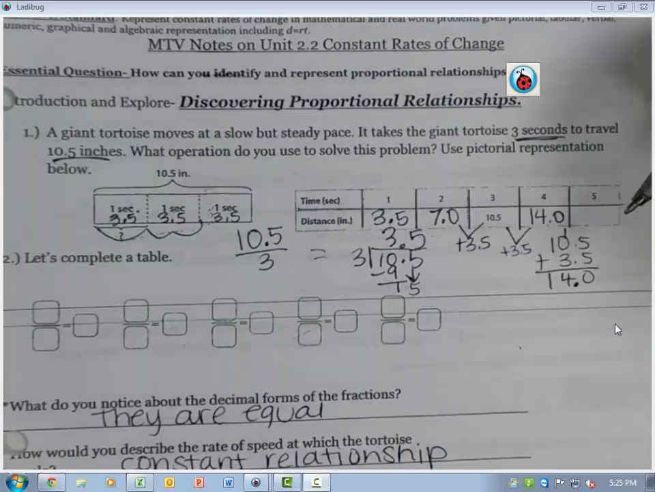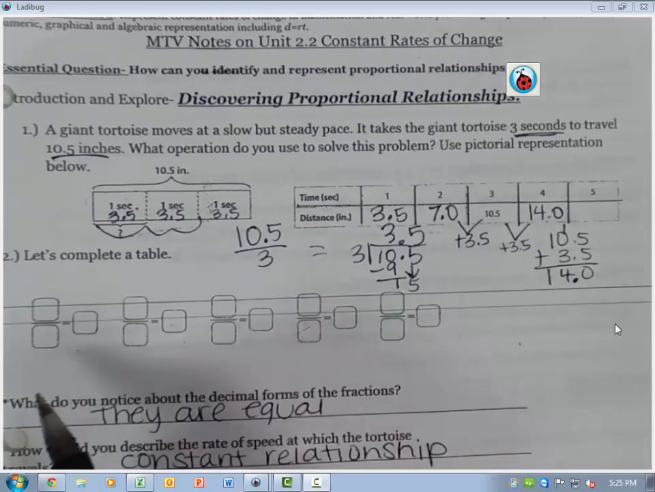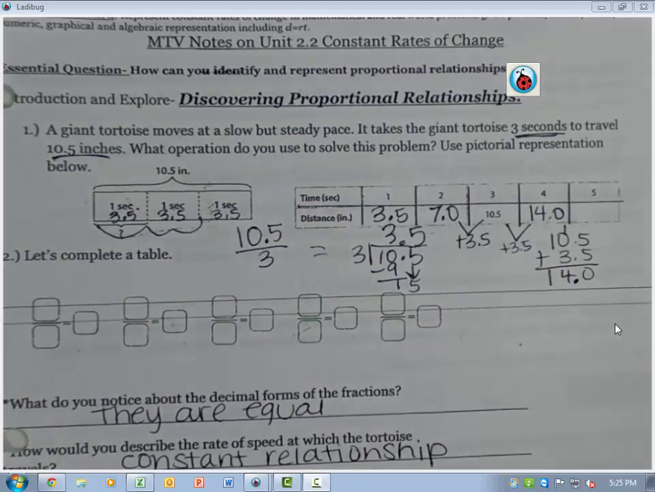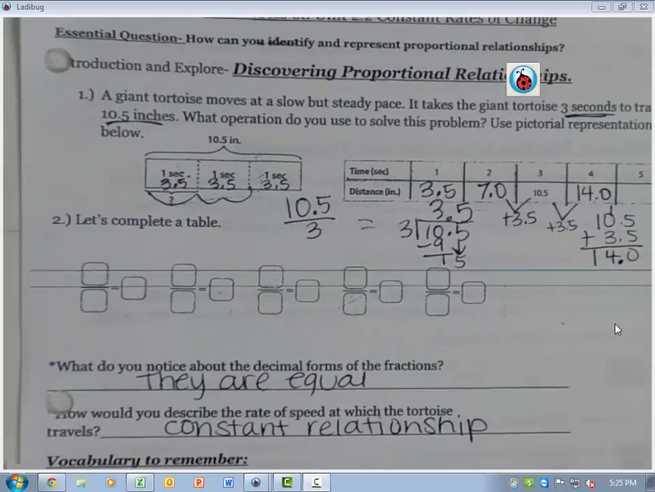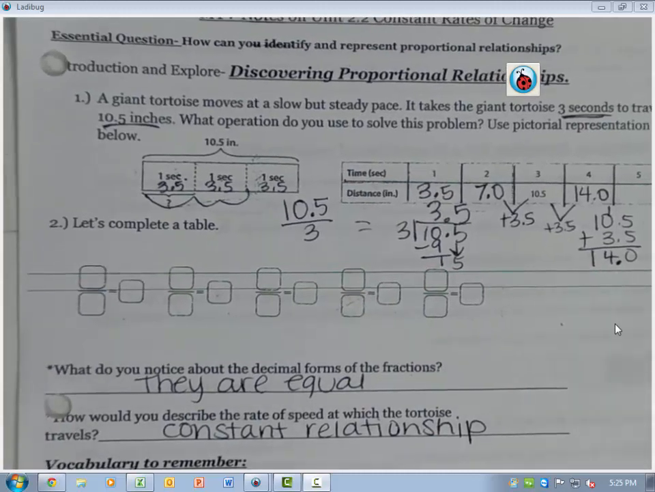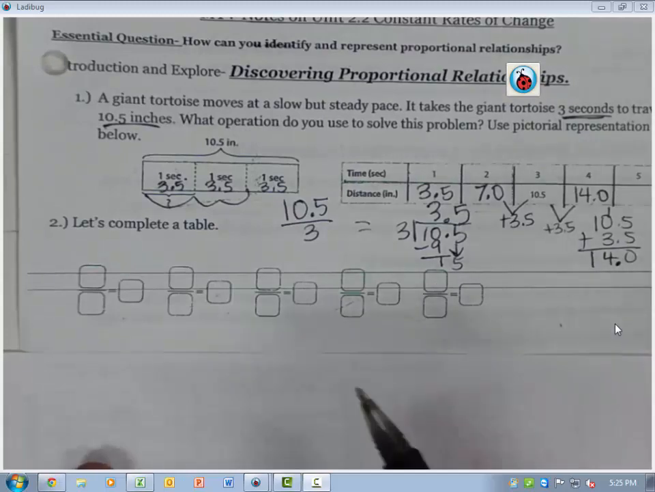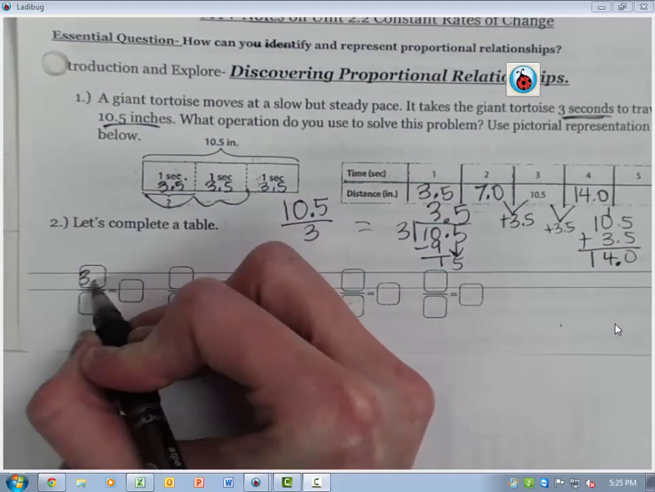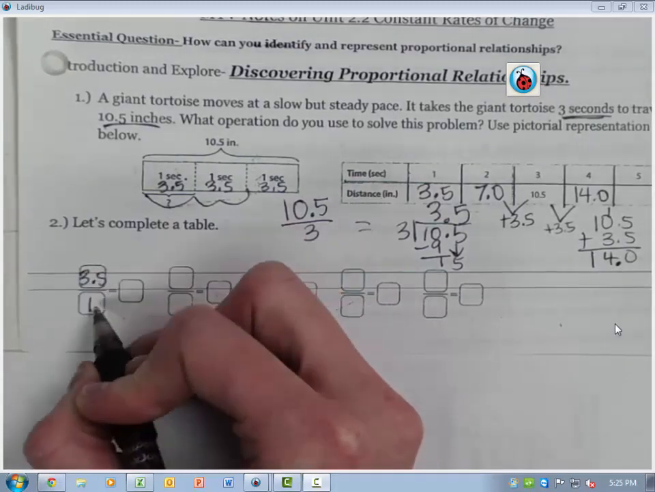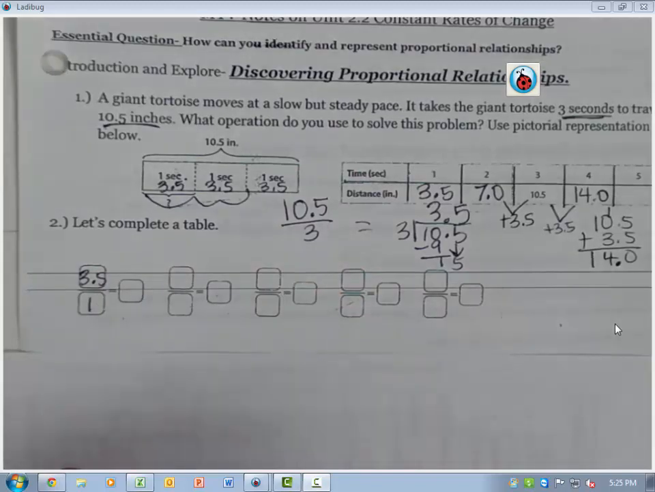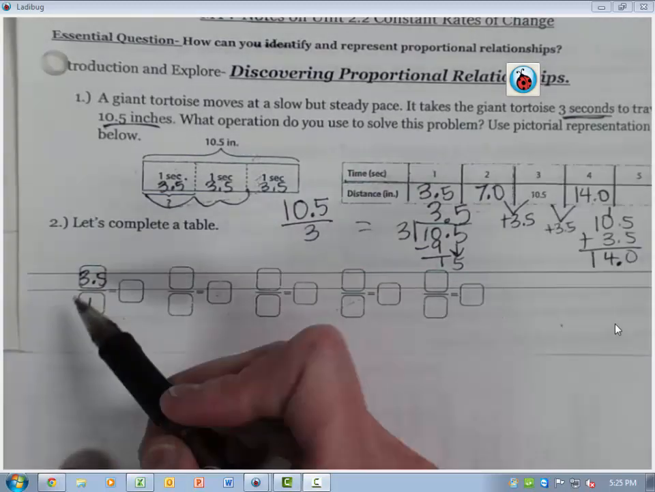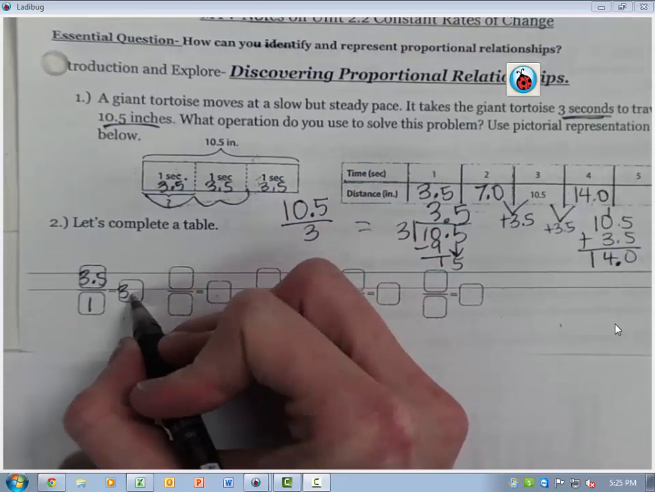Now let's draw what we just did over here. This is a different way to do it. We are going to be dividing in order to get each one here. Let me cover up this next one. We're going to be dividing here. So what did we do on the first one? Okay, we needed to find unit rate. So 3.5 divided by 1, or inches per second. Of course, anything divided by itself is 3.5.